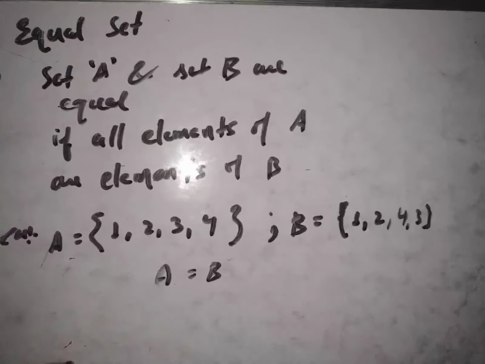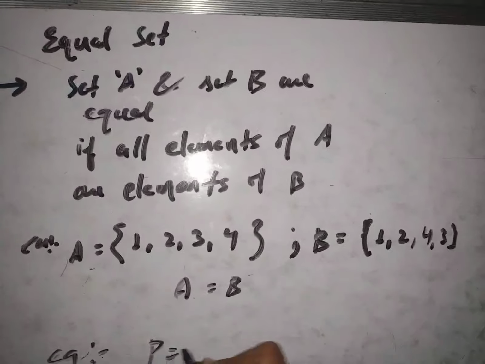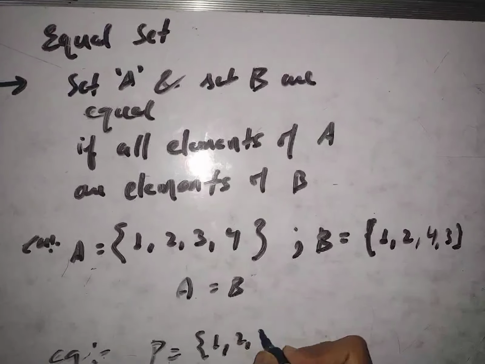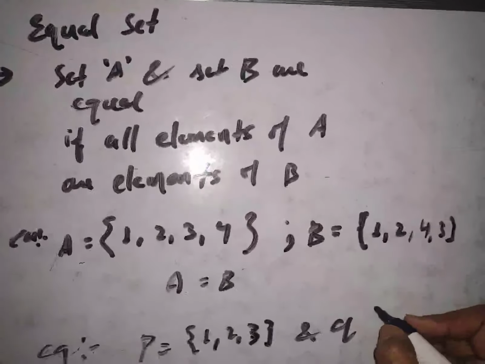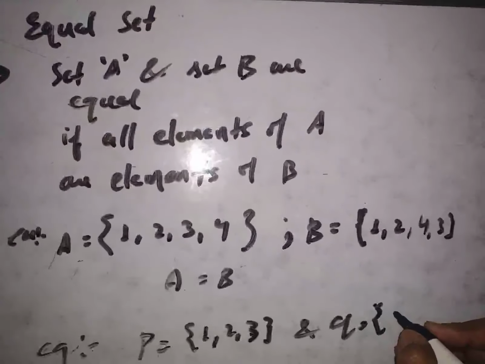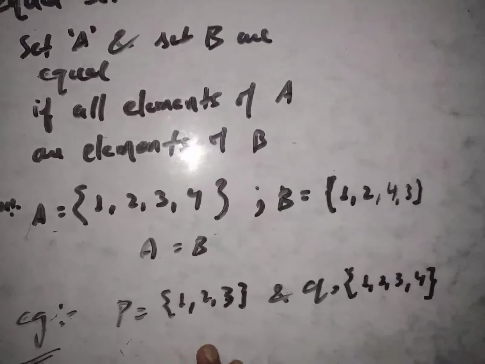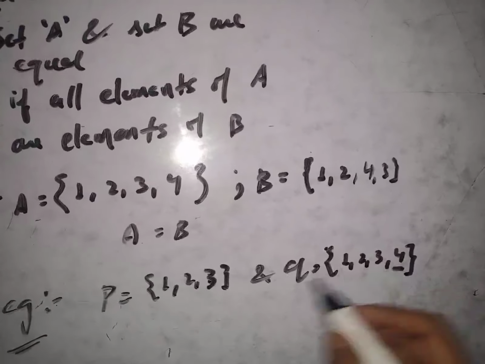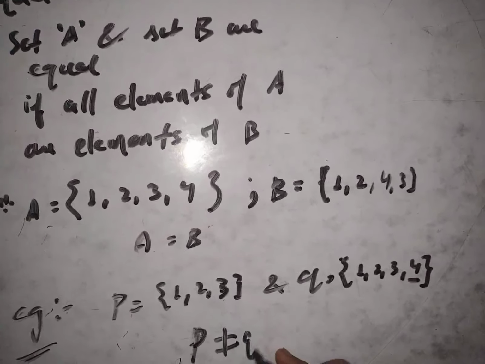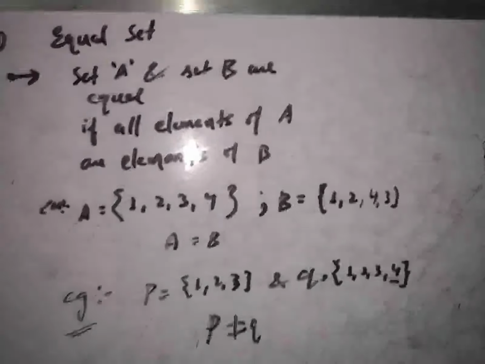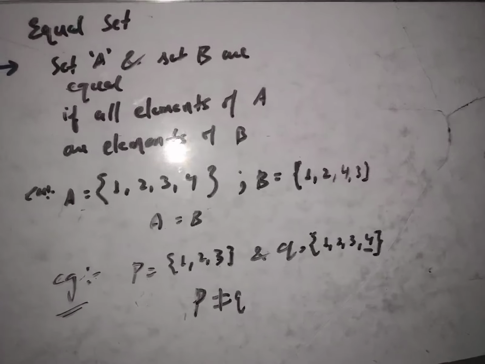But if you take, let's say, another example where set P is defined as 1, 2, 3 and Q is 1, 2, 3 and 4. Obviously we can see that this 4 is not in this set, so P is not equal to Q. So that's about equal sets, and now we'll learn about equivalent sets.